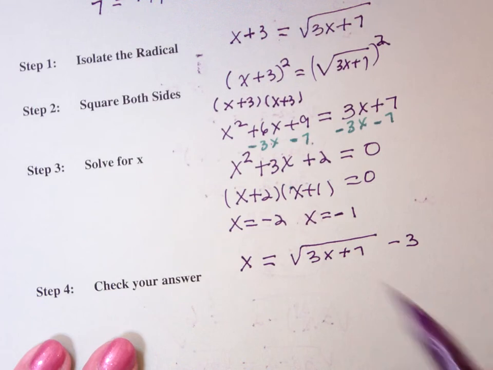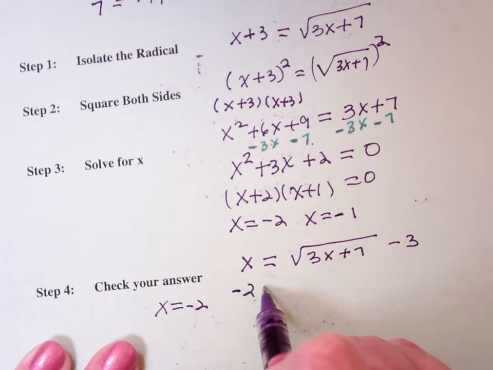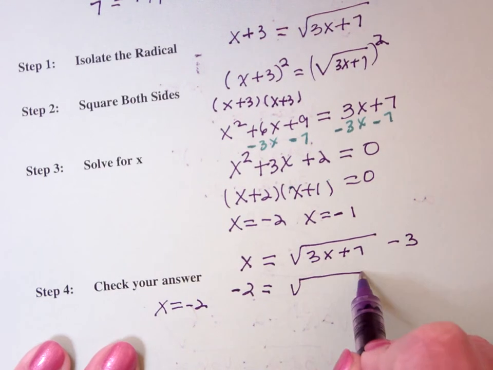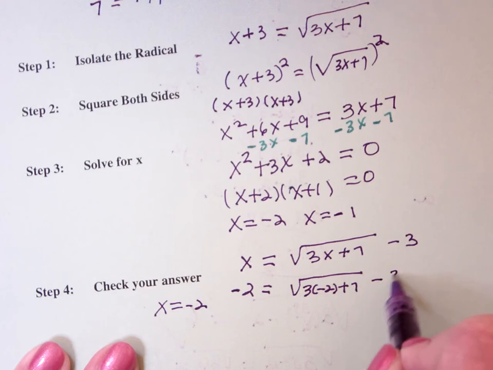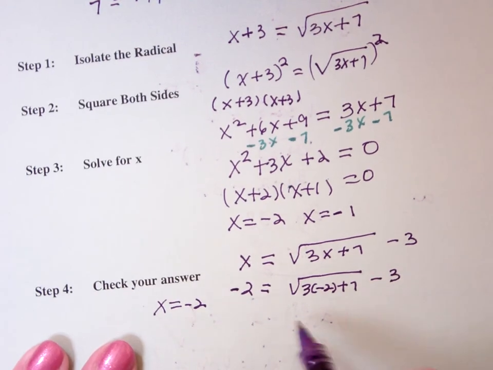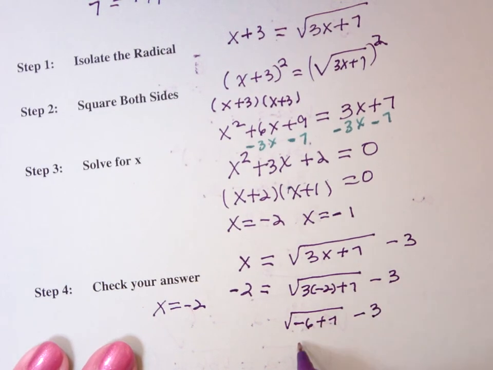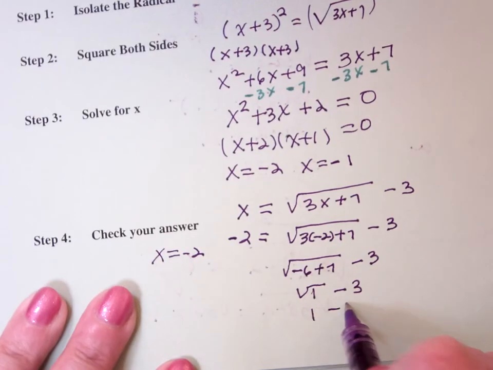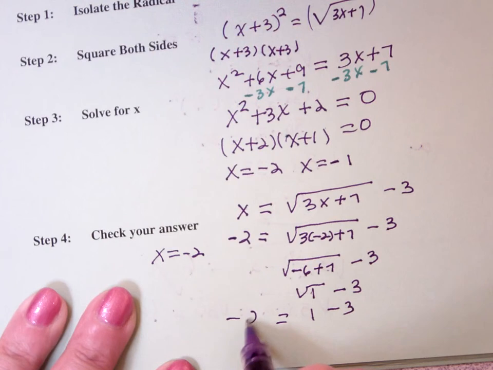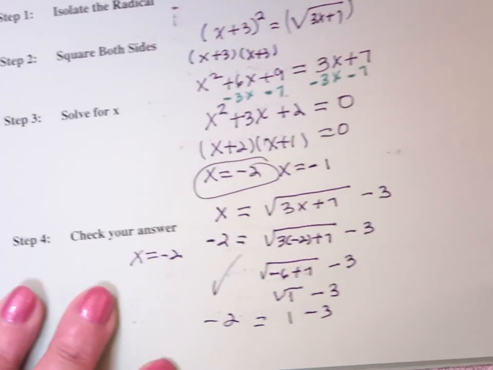Is it true if x equals negative 2, is negative 2 equal to the square root of 3 times negative 2 plus 7 minus 3? This is the square root of negative 6 plus 7 minus 3, which is the square root of 1 minus 3, which is 1 minus 3, and that's negative 2, and it checks. So you can have negative numbers as answers, and it will work.